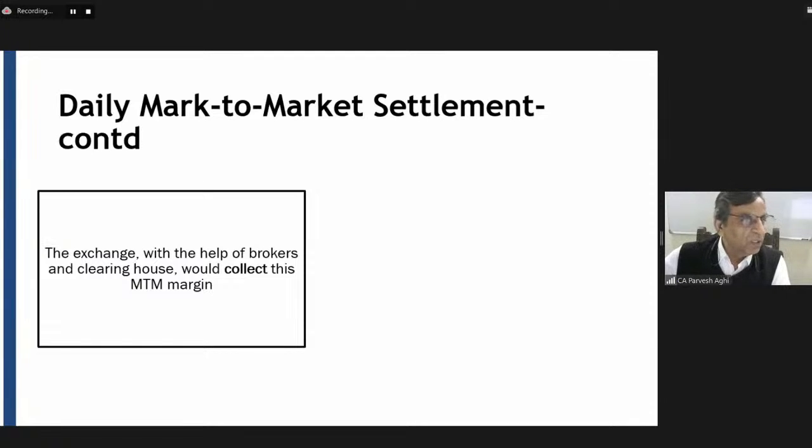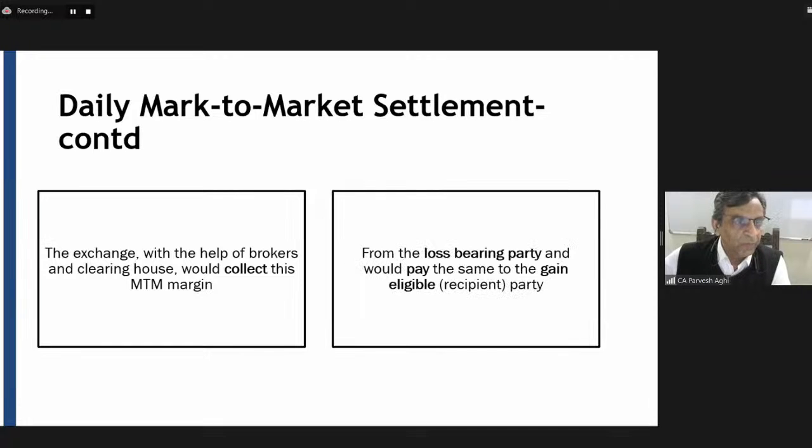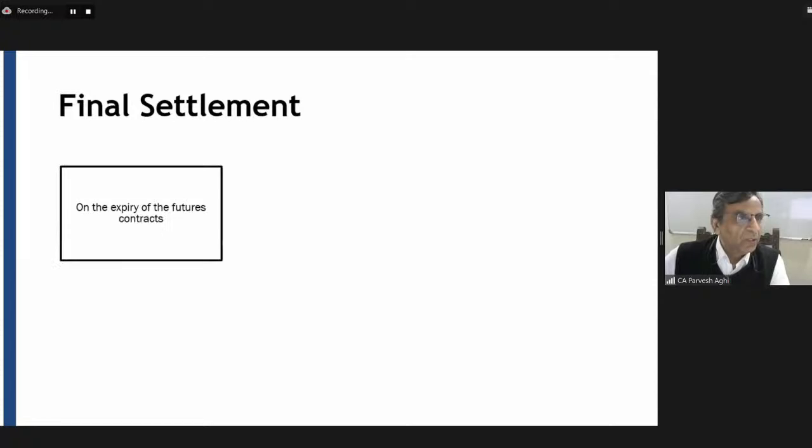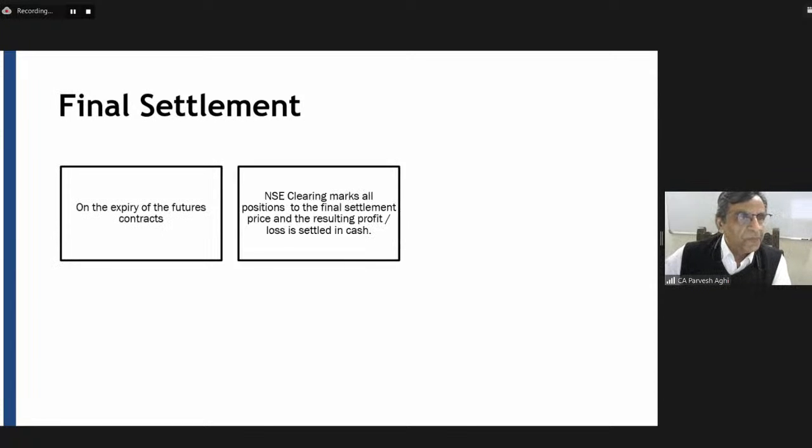So the stock exchanges keep collecting the money. If it is required, if you're losing, you have to pay more from the loss-bearing party, and the exchange would pay the same to the gain recipient party. So if you're making money, if you're gaining, you will get it. But if you're losing, then the money will be collected from the loss-bearing party and paid to the party which is making the money. Okay, so the final settlement now, on the expiry of the futures contract.